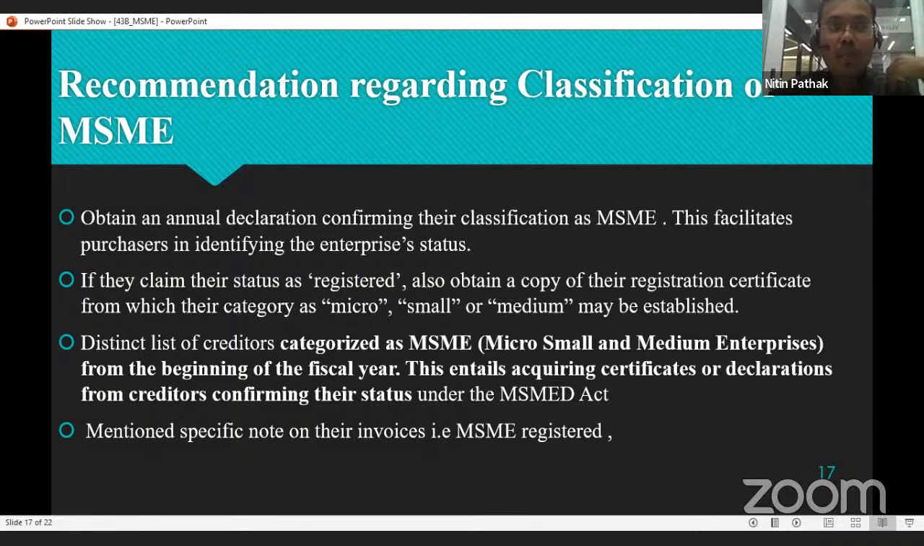Also, another recommendation is that while taking the bill from the supplier, also ask them to mention the MSME registration category in their invoice, so there is no need to take a confirmation or declaration from the MSME enterprise. In short, when dealing with an MSME enterprise, we need to take the annual declaration on whether it is registered under MSME or not, and if registered, then what category. What is the status of the enterprise? Is it micro, small, or medium?